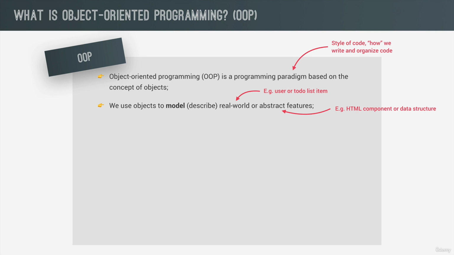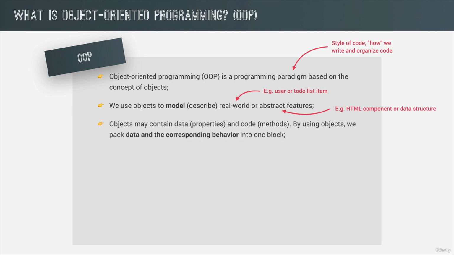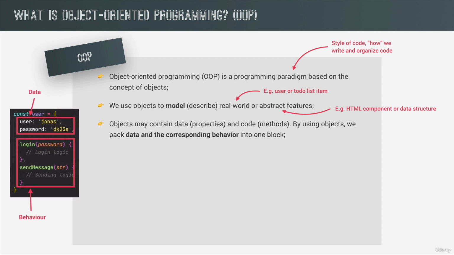Now, as we already know, objects can contain data, which we call properties, and also code, which we call methods. So we can say that by using objects, we pack all the data and the corresponding behavior all into one big block. So again, that's data and corresponding behavior. And this makes it super easy to act directly on the data.